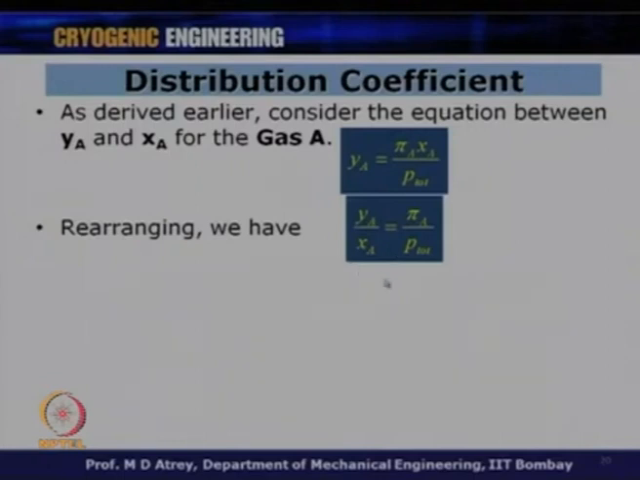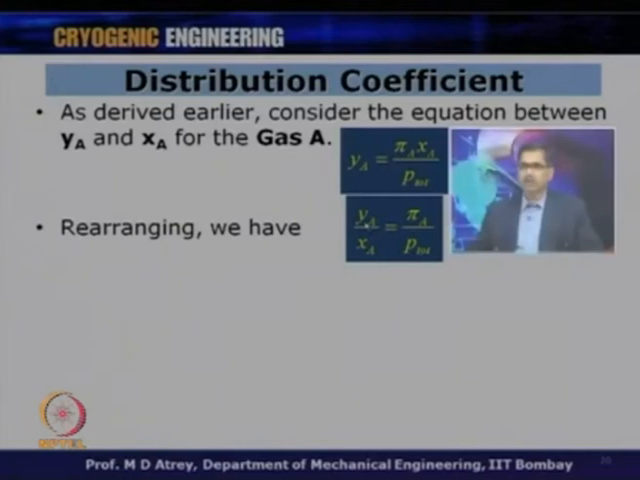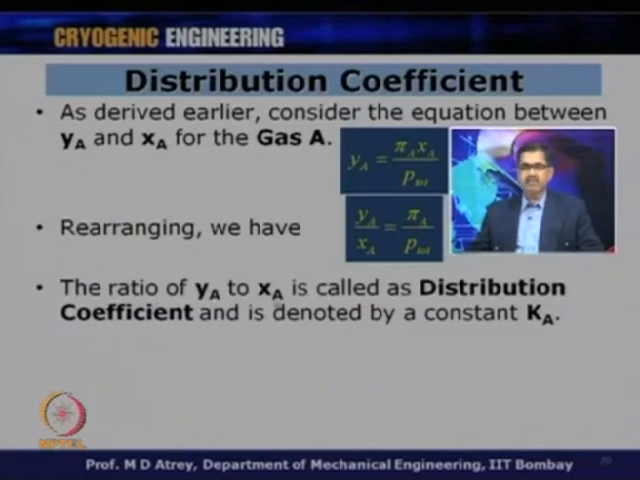So, what we can understand from here is that for a given temperature and pressure, Ya upon Xa is constant, and this is a very important finding. The ratio of Ya to Xa is a constant and it is called the distribution coefficient. It distributes, at a given temperature, the value of A in the vapor phase and the molar fraction of A in the liquid phase, and it is denoted by the constant Ka.